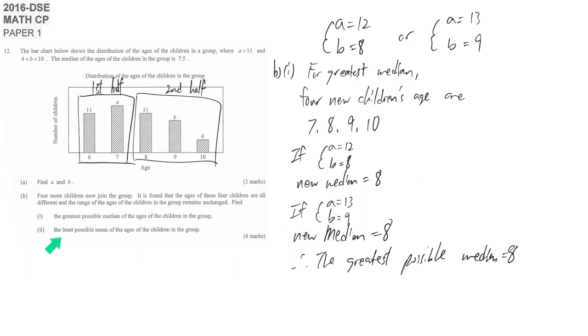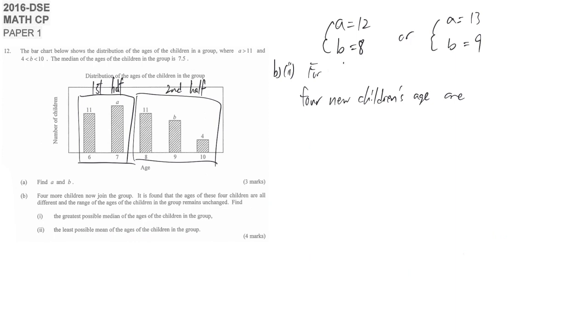And then in part B2, they ask you about the least possible mean. So we simply use the same logic. This time, for the least possible mean, we prefer the 4 new children's ages to be as small as possible. So 6, 7, 8, and 9. And also we have two different cases, so we have to calculate case by case and see which one is the smallest.